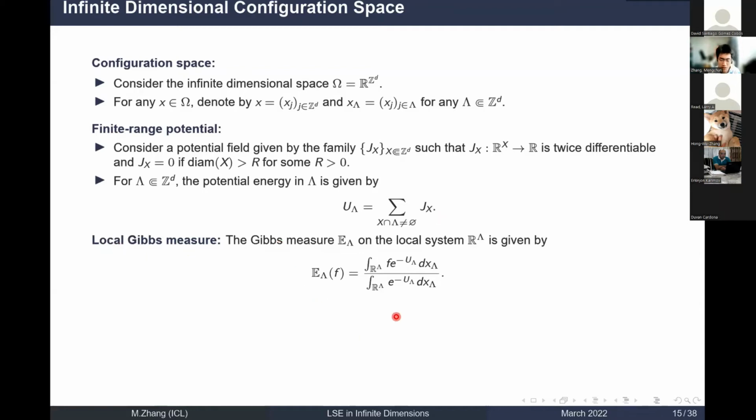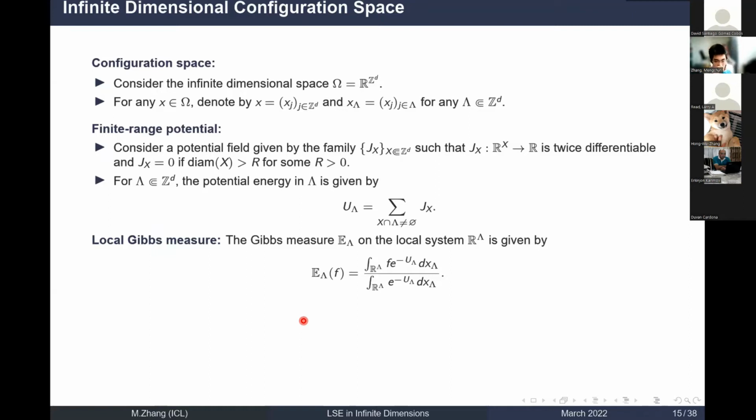Given this space and potential, we can consider the local Gibbs measure, which is defined as this, basically a probability measure. The way to interpret this E_lambda is as the canonical probability distribution on the local system R^lambda. The reason why E_lambda takes this form is a matter of thermodynamic physics. Basically, we use a Shannon entropy minimization trick to deduce this form. But for this talk, we'll just assume that the canonical distribution inside R^lambda is given by this form. Pretty straightforward.